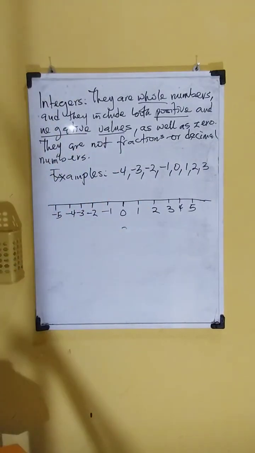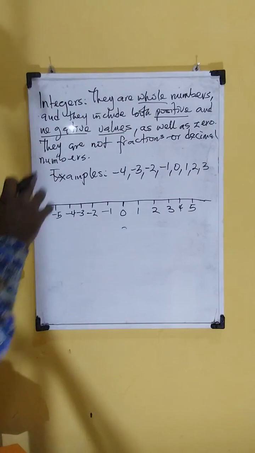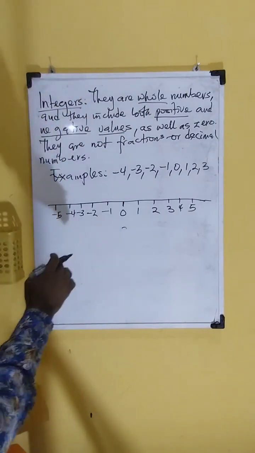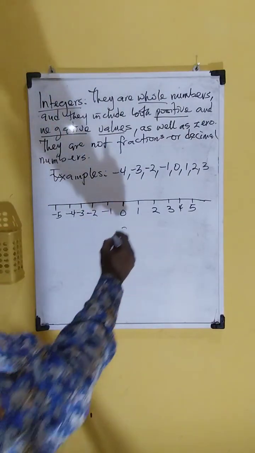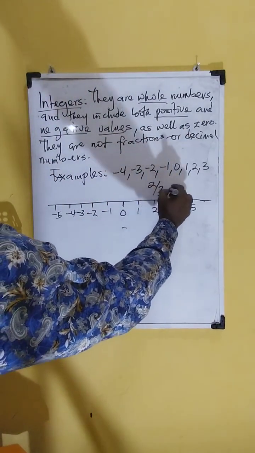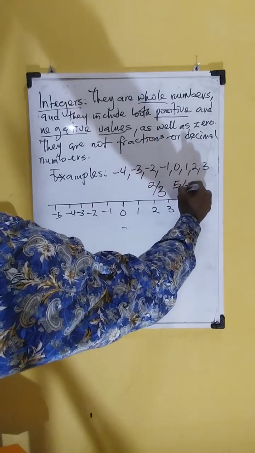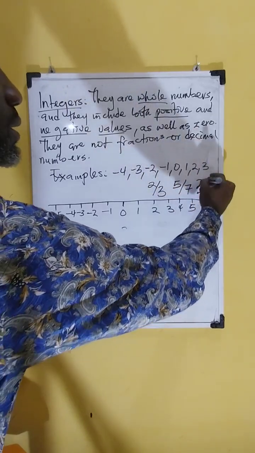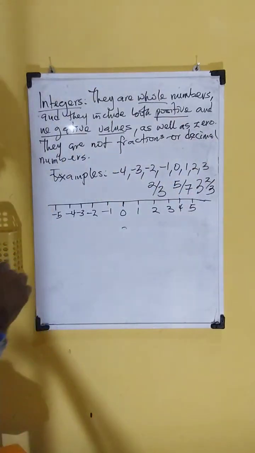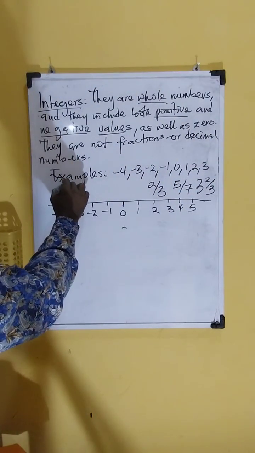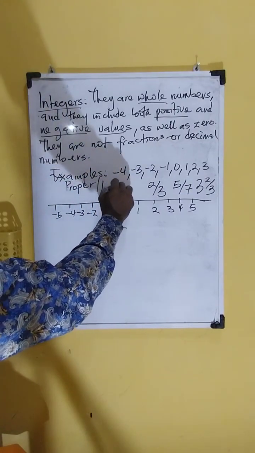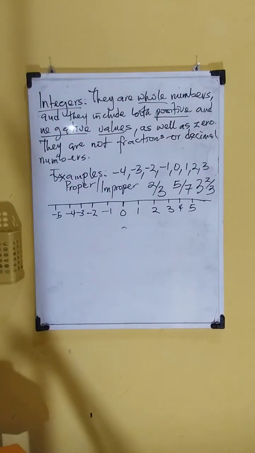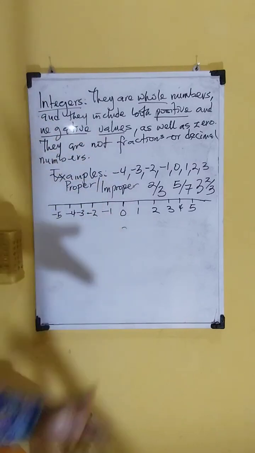So I said that integers are not fractions or decimal numbers. Examples of a fraction are 2 over 3, 5 over 7. I said there are what we call proper and improper fractions. So we have two types of fraction, but that's not what we came to talk about today. We have proper and improper fraction.